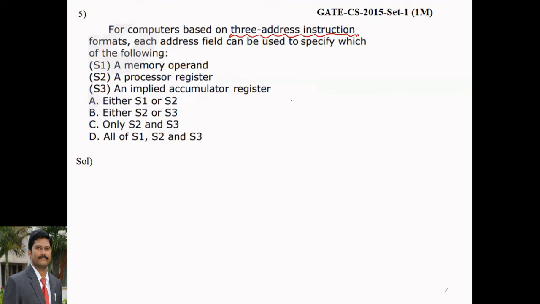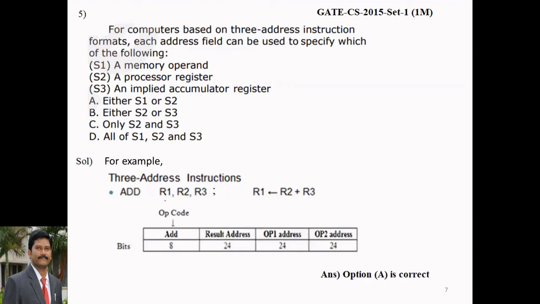Okay, 3 address instructions only, the memory operand and a processor register. If you go to 1 address, then the accumulator concept will come. By default the accumulator is there. The previous video, number 28, explained the concept with examples. So here the option is either S1 or S2. Option A is correct. See here, 3 address instructions.